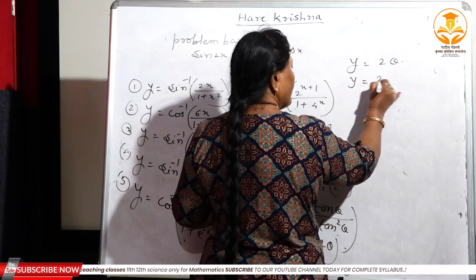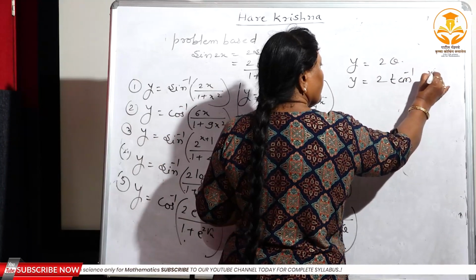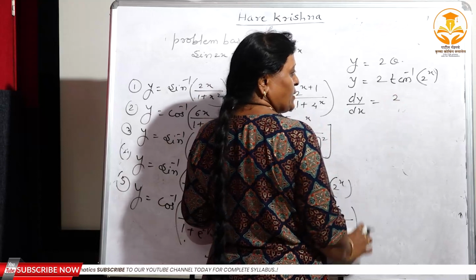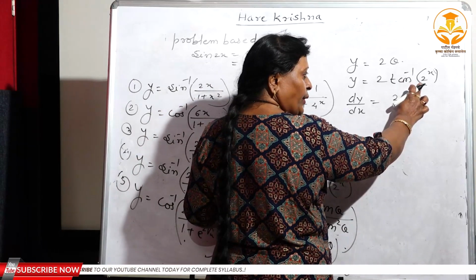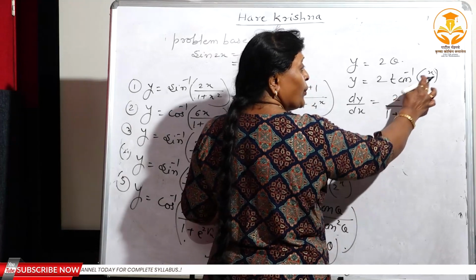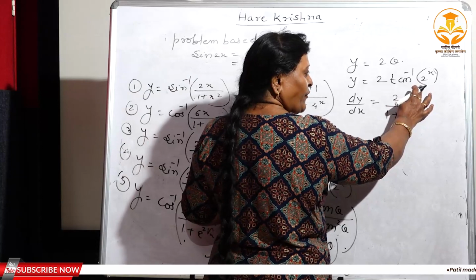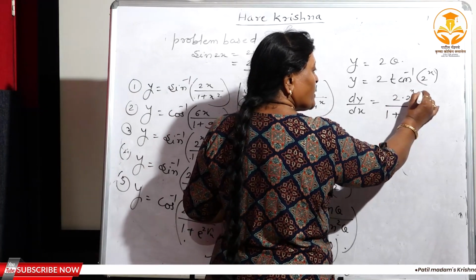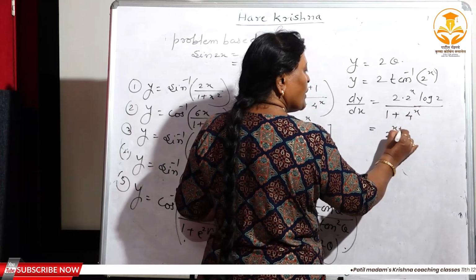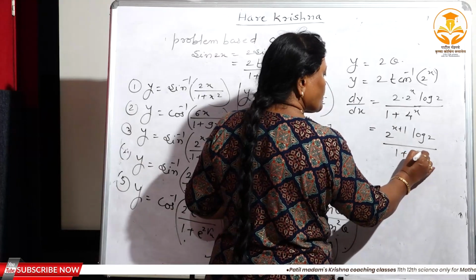But what is theta here? Tan inverse of 2 raised to x. Again dy by dx, 2 remains as it is. What is the derivative of tan inverse u? 1 upon 1 plus u square. 2 raised to x whole square means what here? 4 raised to x. Again the derivative of 2 raised to x is 2 raised to x into log 2. And again the numerator you can write as 2 raised to x plus 1 log 2 divided by 1 plus 4 raised to x.